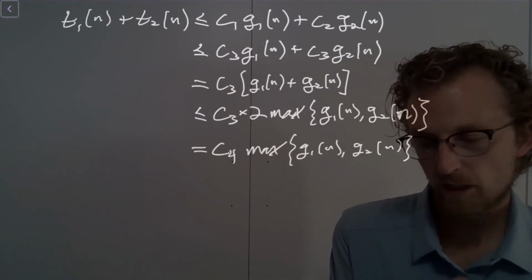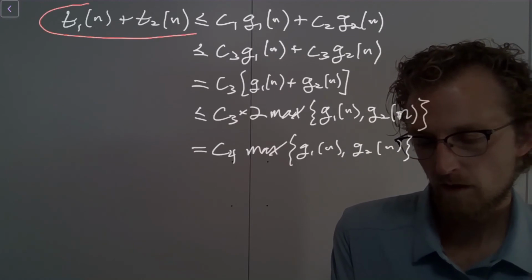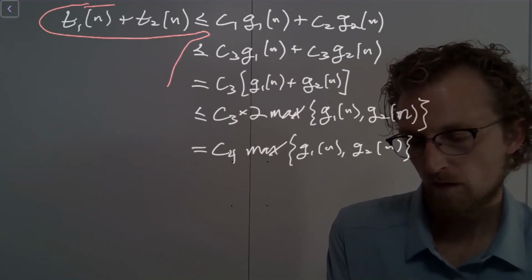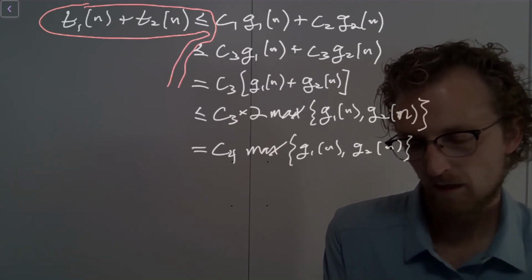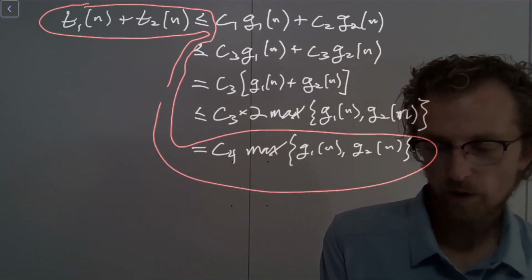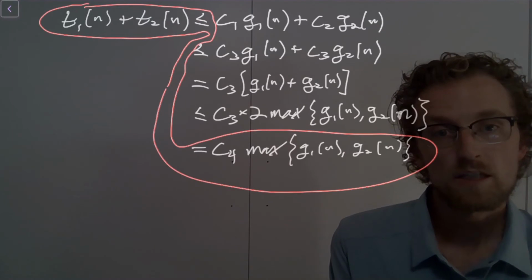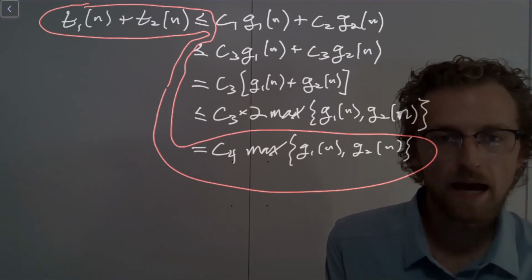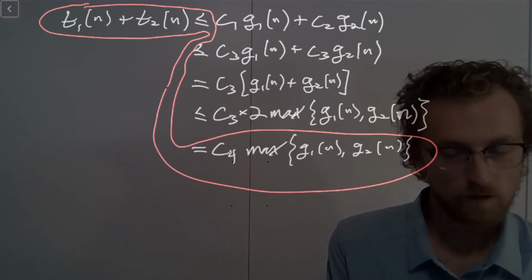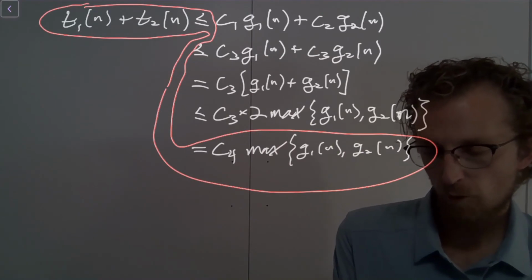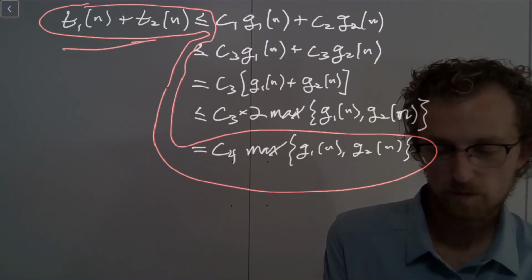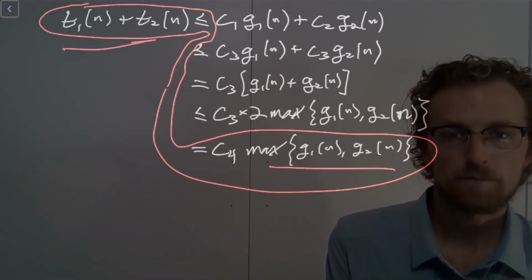Right, and so if I just combine these, if I just combine these, what do I have? I've got that t1 plus t2 is less than or equal to some constant times the maximum of g1 and g2. Okay. Therefore, this piece is big O of this piece.